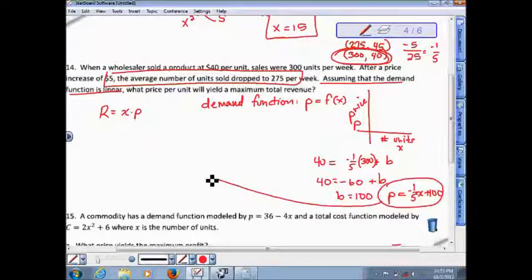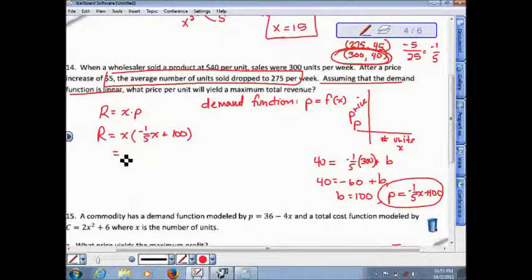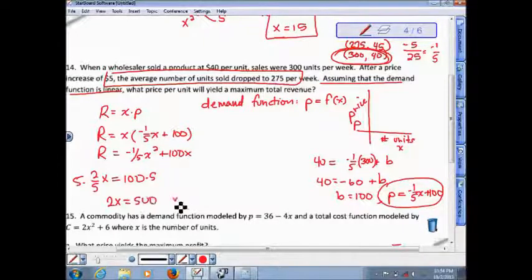Now that we know p, we can plug that in here to find the revenue function. So revenue is equal to x times -1/5 x plus 100, which is -1/5 x squared plus 100x. Now the derivative is equal to -2/5 x plus 100. If we set that equal to 0, I'm going to add this term to the other side, and end up with that. Multiply both sides by 5. Get 2x equals 500. Divide by 2 and x equals 250.